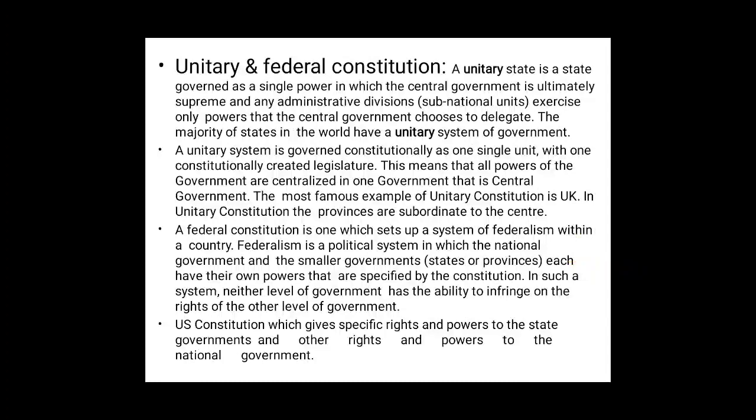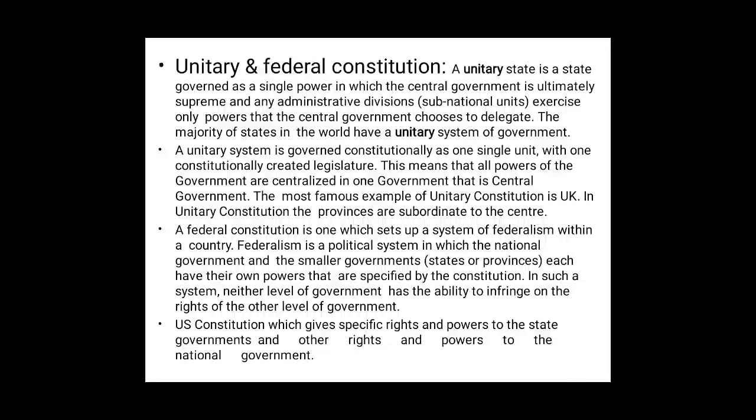Unitary and Federal Constitution. A unitary state is a state governed as a single power in which the central government is ultimately supreme, and any administrative divisions or subnational units exercise only powers that the central government chooses to delegate. The majority of the states in the world have a unitary system of government. A unitary system is governed constitutionally as a single unit with one constitutionally created legislature. This means that all the powers of the government are centralized in one government, that is the central government. The most famous example of a unitary constitution is the UK. In a unitary constitution, the provinces are subordinate to the center.